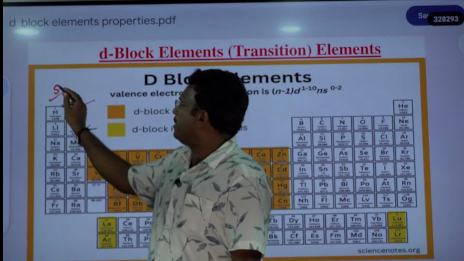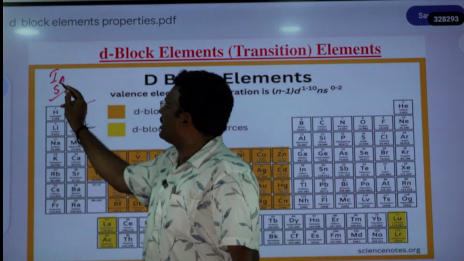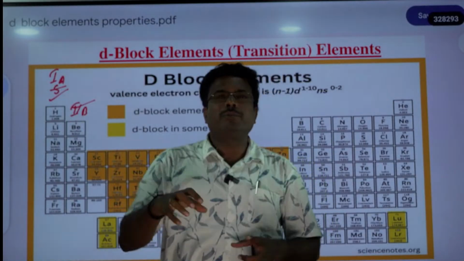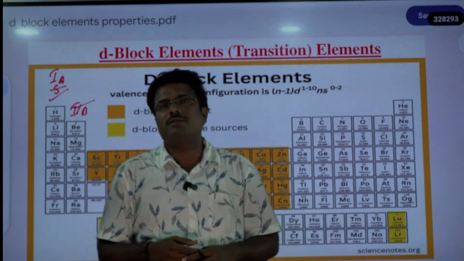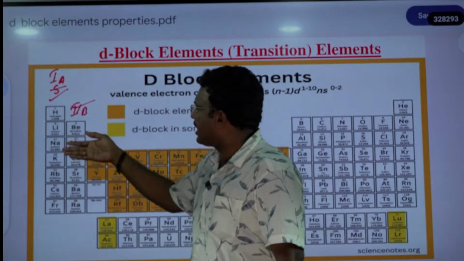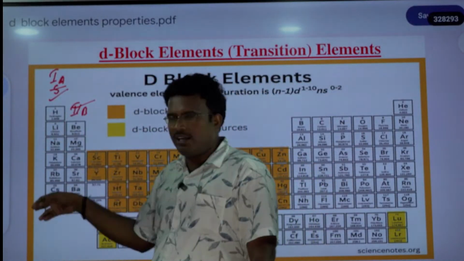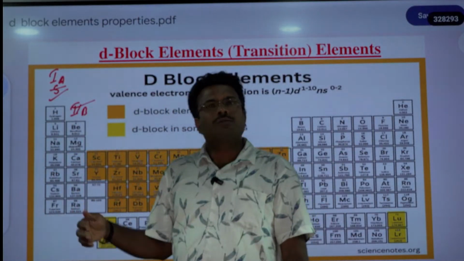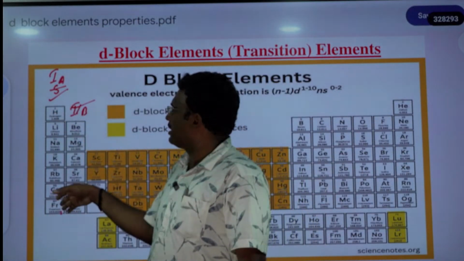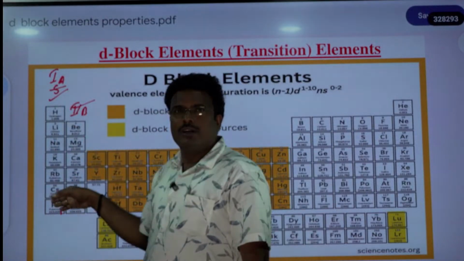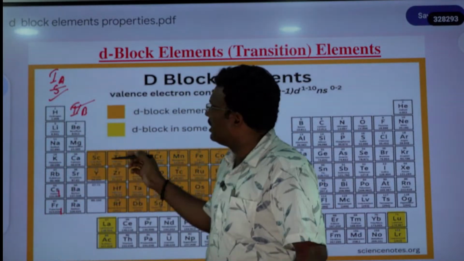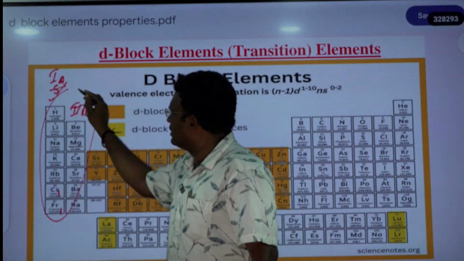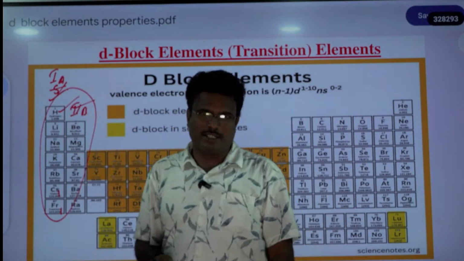The first A group elements are called alkali metals. Those metals were obtained from the ash of plants. Whenever plants are burned, one type of metal is extracted. Those metals are called the alkali metals. Alkali metals are highly reactive, and these metals are completely present in the s block. The second A group elements are called alkaline earth metals, also completely in the s block. This is already over in previous classes.